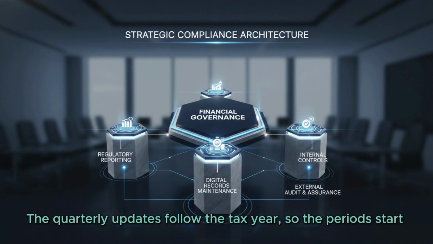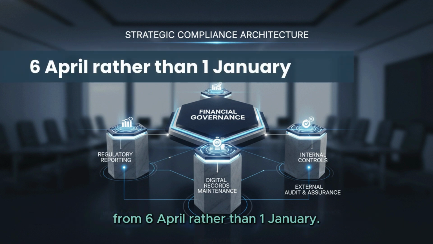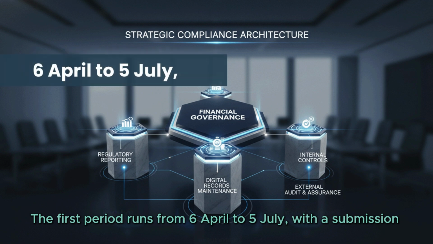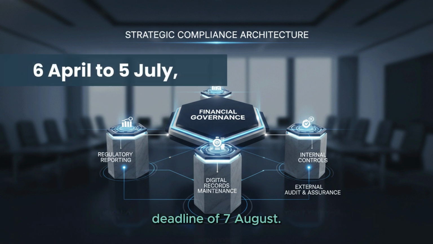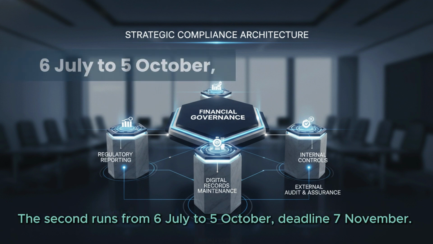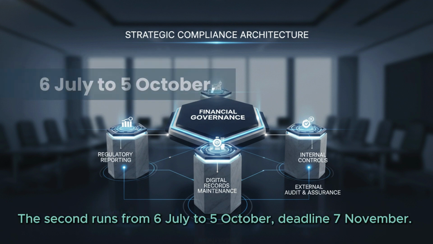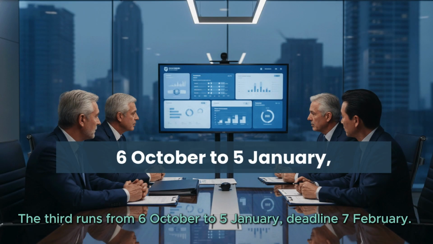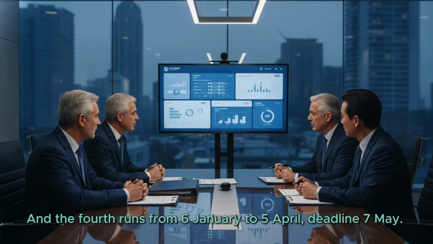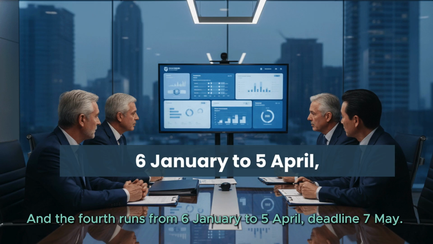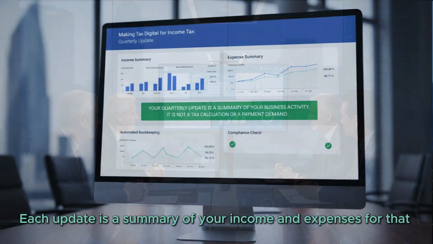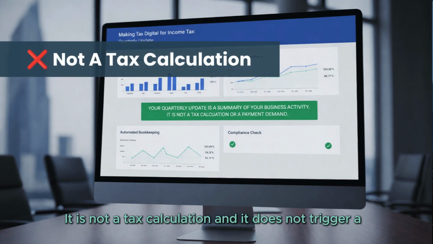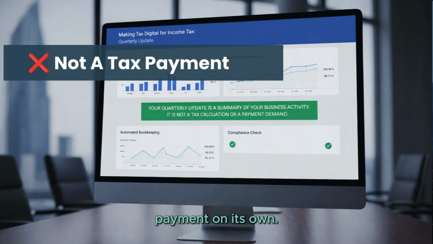The quarterly updates follow the tax year, so the periods start from the 6th of April rather than the 1st of January. The first period runs from the 6th of April to the 5th of July, with a submission deadline of the 7th of August. The second runs from the 6th of July to the 5th of October, deadline the 7th of November. The third runs from the 6th of October to the 5th of January, deadline the 7th of February. And the fourth runs from the 6th of January to the 5th of April, deadline the 7th of May. Each update is a summary of your income and expenses for that period. It is not a tax calculation and it does not trigger a payment on its own.